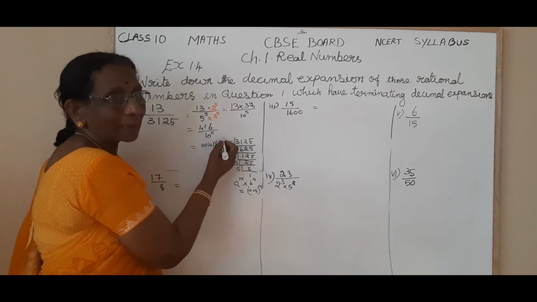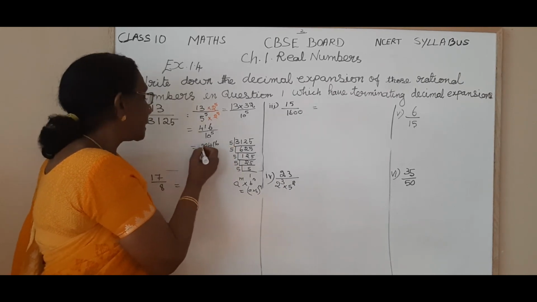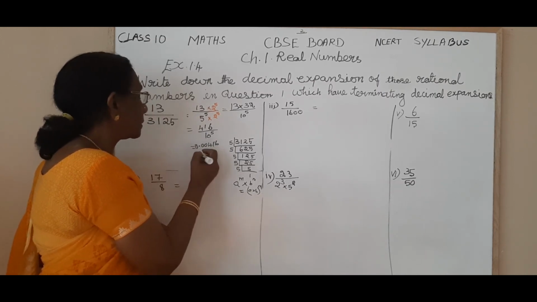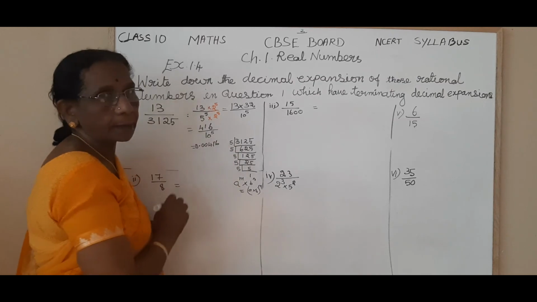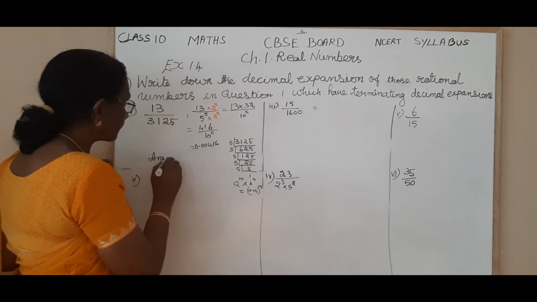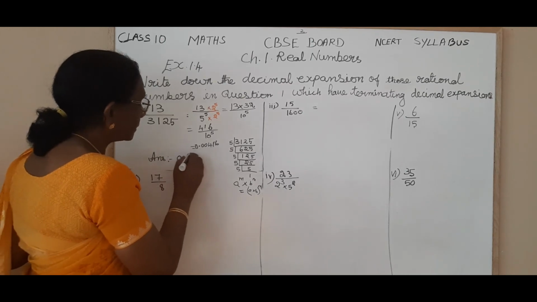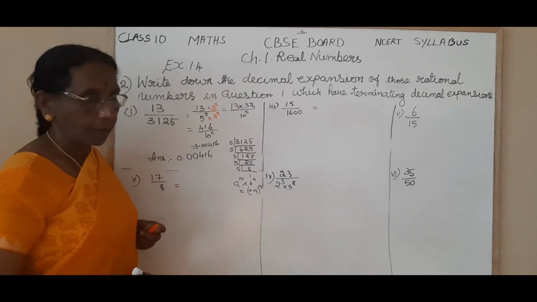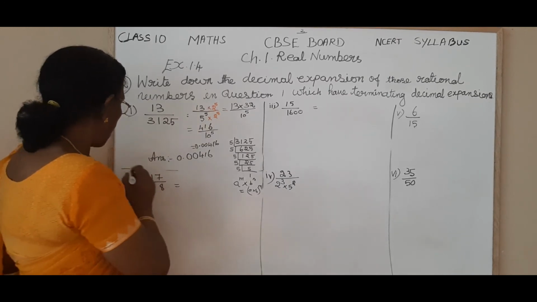00416. So it has 5 digits. Now if you mark the decimal place, it is 0.00416. Is it clear? So what is the answer? 0.00416. Okay. Now we'll move to the next sum.